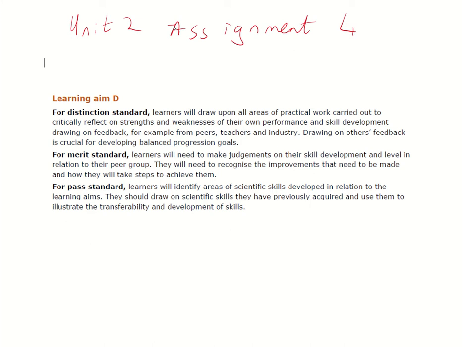I can't remember the numbers off the top of my head. I think it's P7, M4, and D4, if I remember right. So just to go through them all.